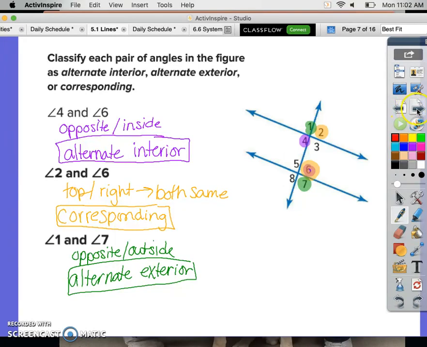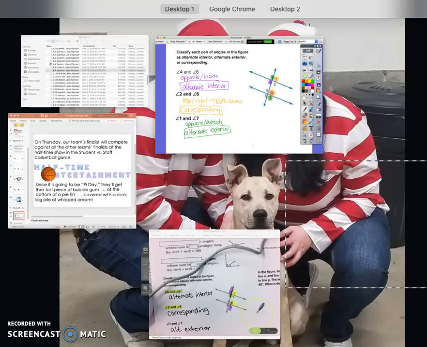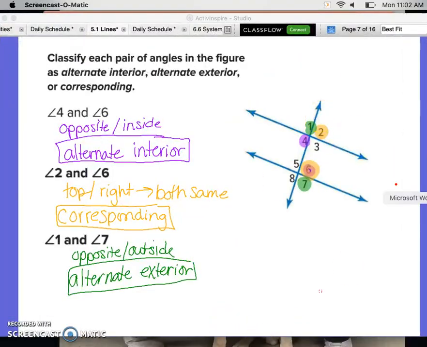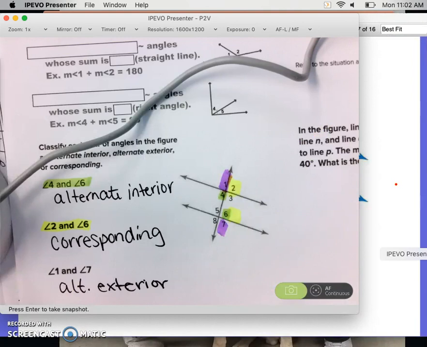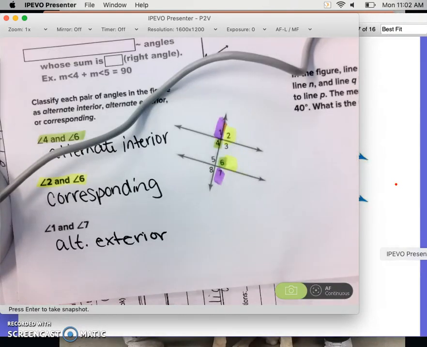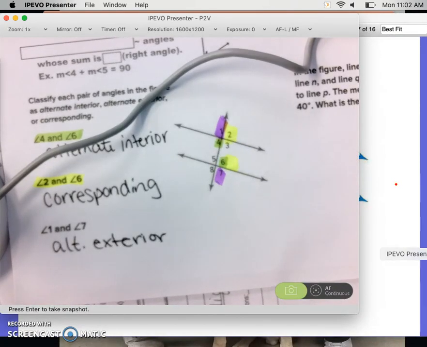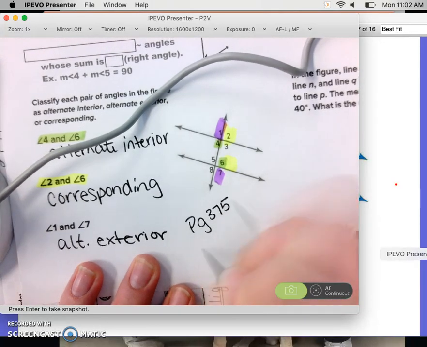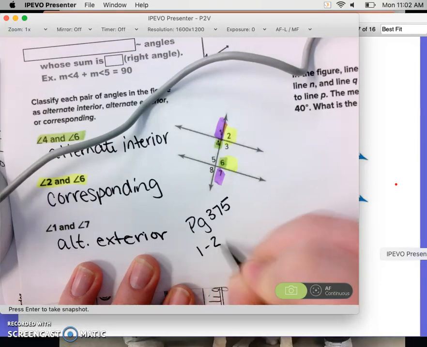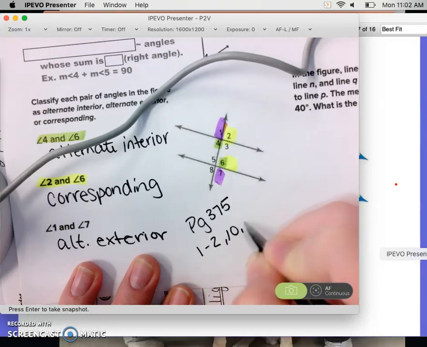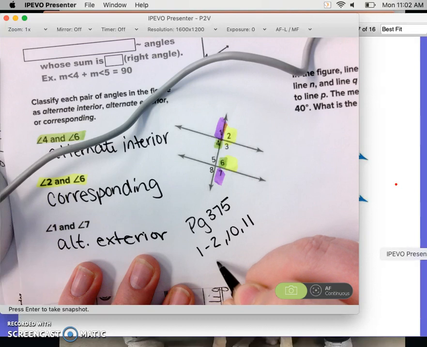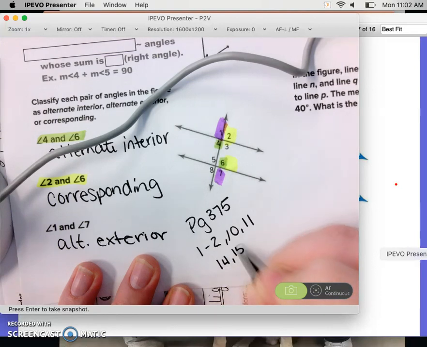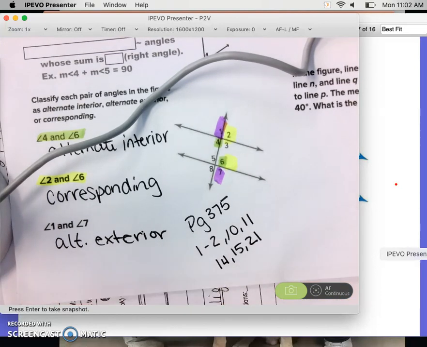Oh, sure. Okay, your assignment is going to be, let me write it down on here. Page 375, 1 through 2. Okay, you have the rest of the period, almost half an hour to work on these problems.